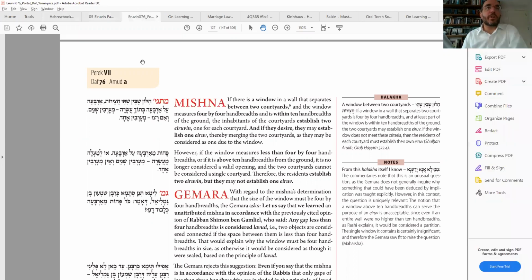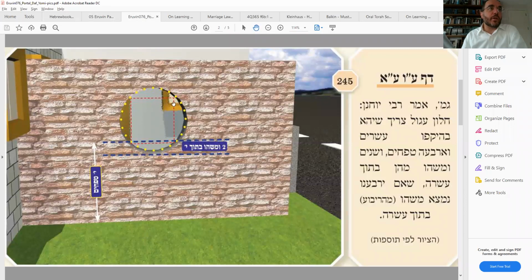So if we just look at a picture of this, just focus on the red square right now. As long as it's below 10 tefachim, or even part of it is below 10 tefachim, and it's big enough to be 4 by 4, then that is considered an opening. So say it the other way around. If I have a wall that's 10 tefachim high and no openings in it, then that's a wall. That completely separates the two courtyards, and there's no way to join them in the eruv. That is the standard definition of a partition: 10 tefachim high and no breaks in it.